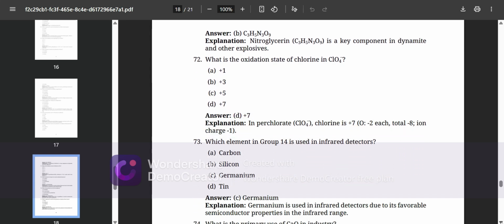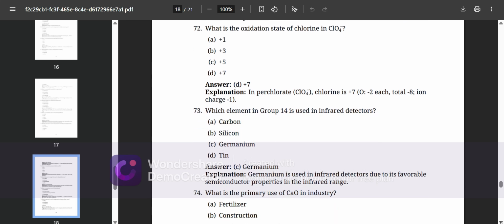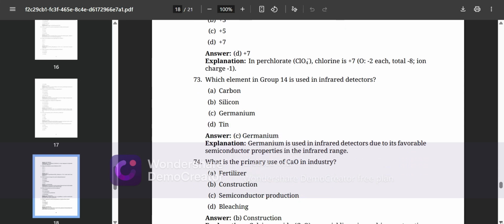What is the oxidation state of chlorine in ClO4- perchlorate? Plus 7. In ClO4-, chlorine is plus 7, oxygen minus 2, total minus 8, ion charged minus 1.